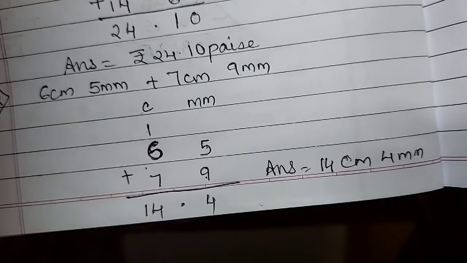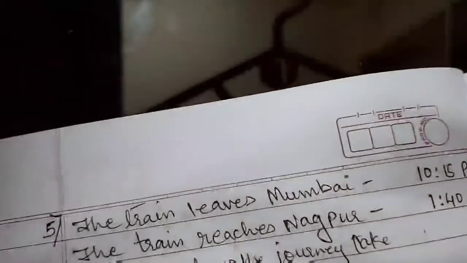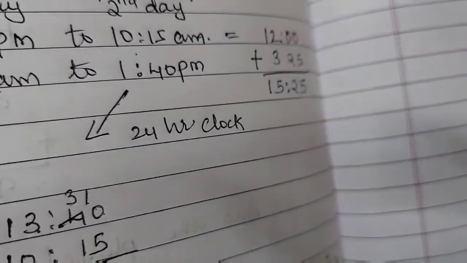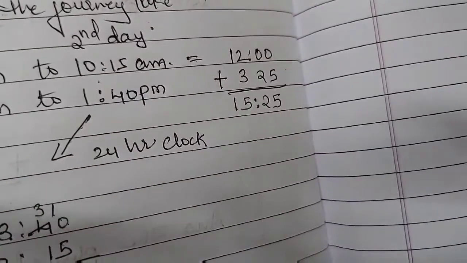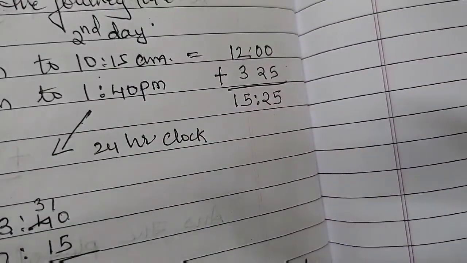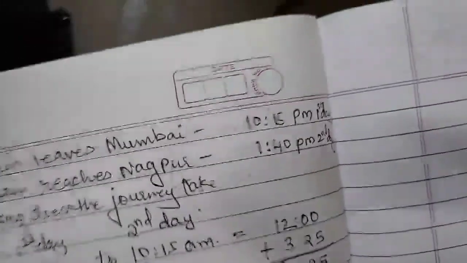I hope you all have understood. It is very easy. It is the same method we did in the previous chapter. Right children? Only thing, when you do these sums, you should know the conversion: rupees, paise, kilometer, meter. You should know to convert it. Okay children? Coming to the third question.